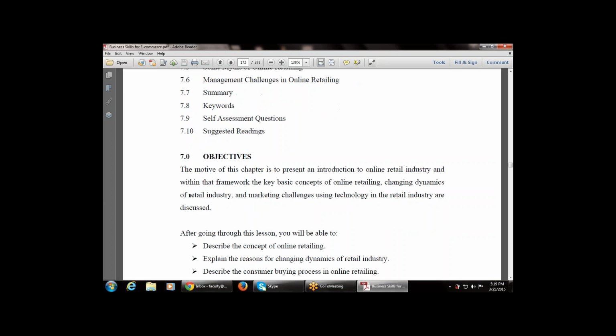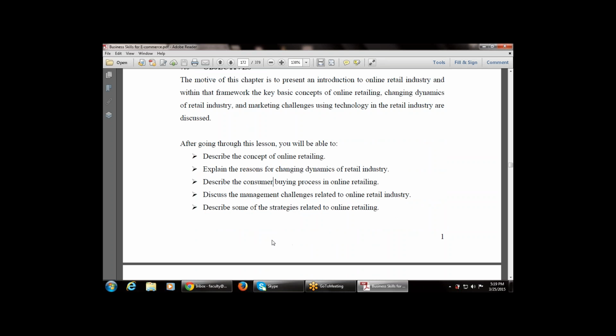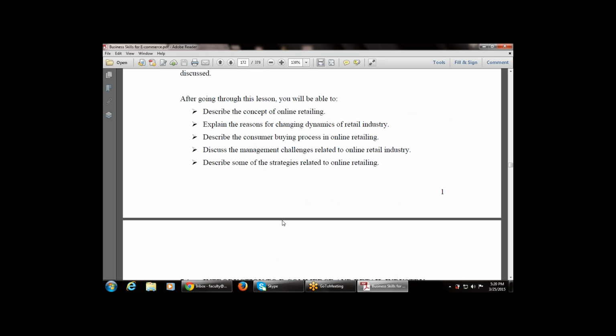After going through this lesson, you will be able to understand a few concepts: what are the concepts of online retailing, and explain the reasons for changing dynamics, that is why the traditional retail industry is changing into the new era of the retail industry. Then describe the consumer buying process. Then what are the management challenges, management issues related to the online retail industry, and what are the strategies related to online retailing. So after going through this lesson you will be able to answer these topics.